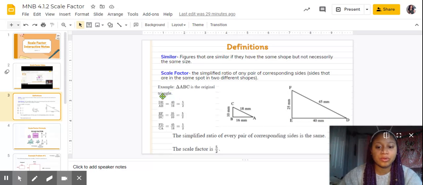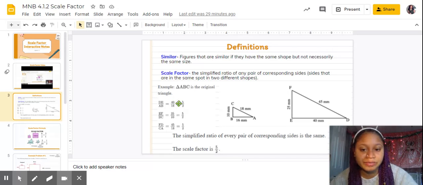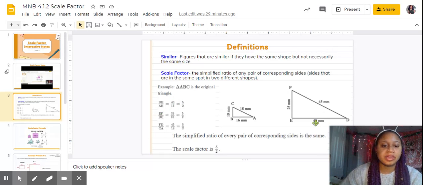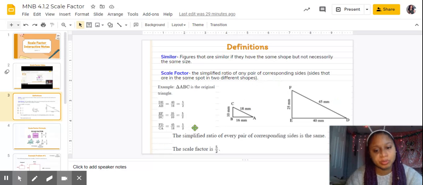So then 40 over 16, when you reduce it, turns to 5 halves. Same thing, E and F with B and C, 25 over 10 reduces to 5 halves. And then FD and CA, 45 over 18, also reduces to 5 halves. So all of these reduce to the exact same ratio. So that's how you know they're similar, and their scale factor is now 5 halves.